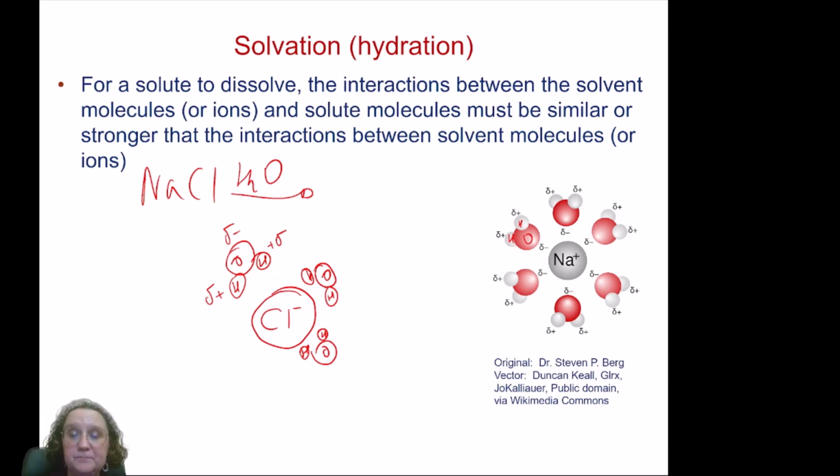the oxygen side. And those interactions are stronger than the interactions that keep the molecules of water together and the compound NaCl together. If they weren't stronger, that would not happen. But because they are stronger, there are stronger interactions between the molecules of water and each of the ions than the molecules of water kept together and the NaCl kept together. That's when the solvation, the hydration process happens.